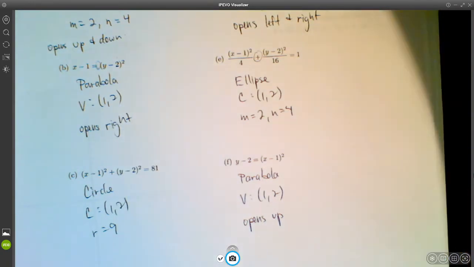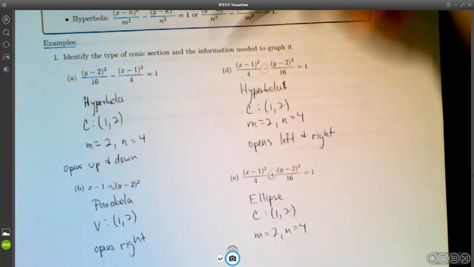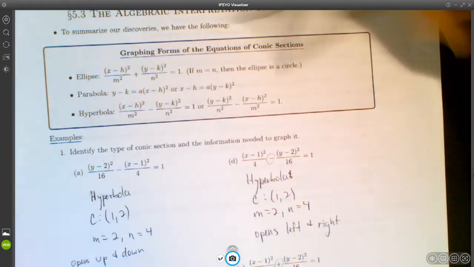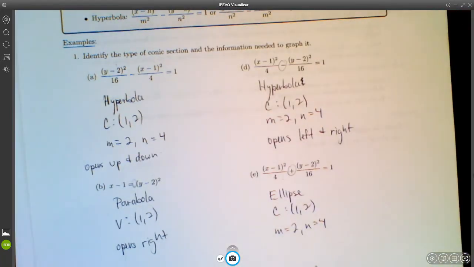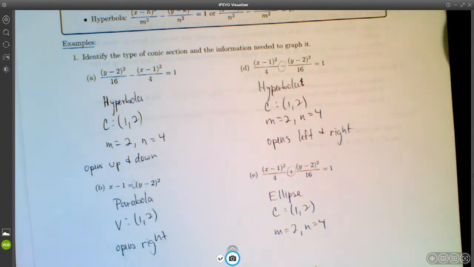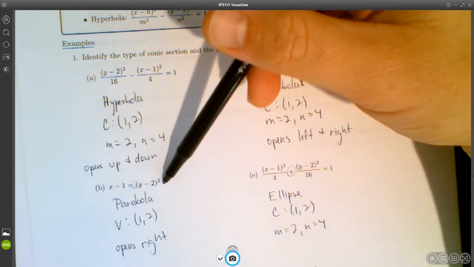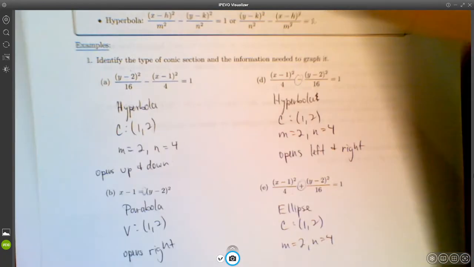So if these equations are given to you, I'm going to call these the graphing forms. If you have a conic section that's given to you in graphing form, you should be able to identify it pretty easily. On a test or a quiz, I'm not going to say this thing's a hyperbola, graph it. I'm just going to say, graph this curve. And it's up to you to know that it's a hyperbola, or a parabola, or an ellipse.